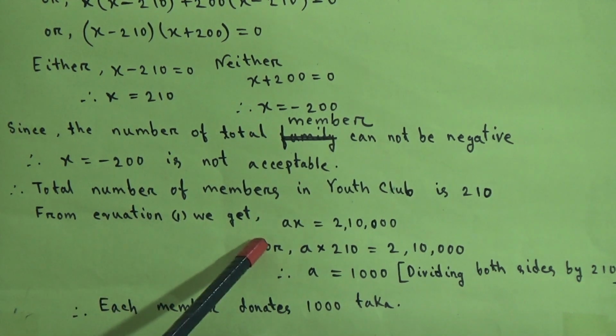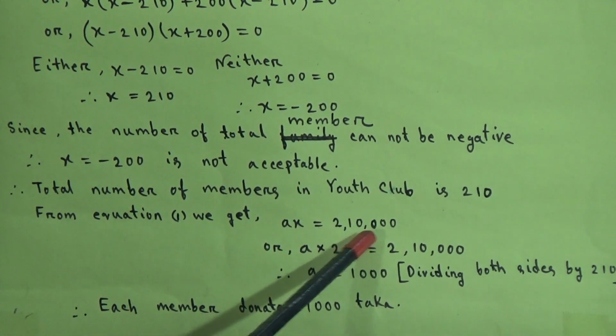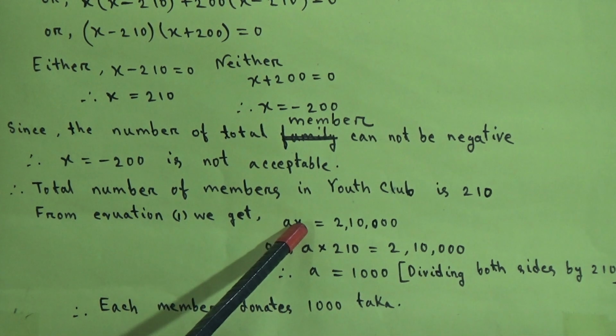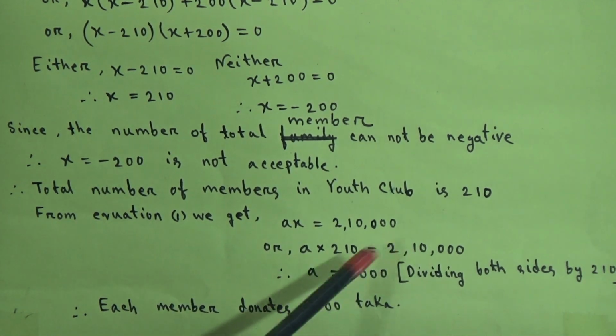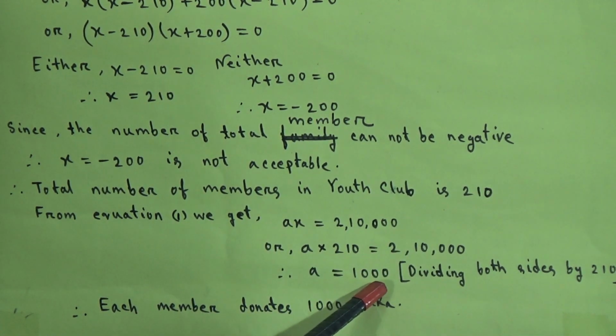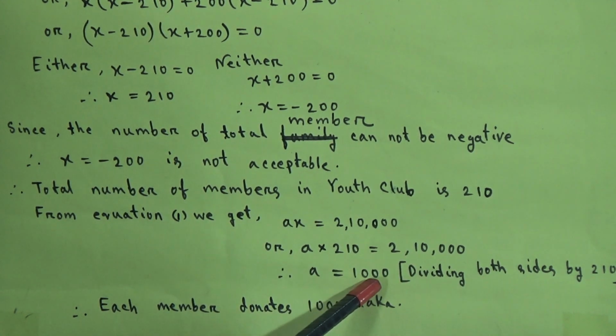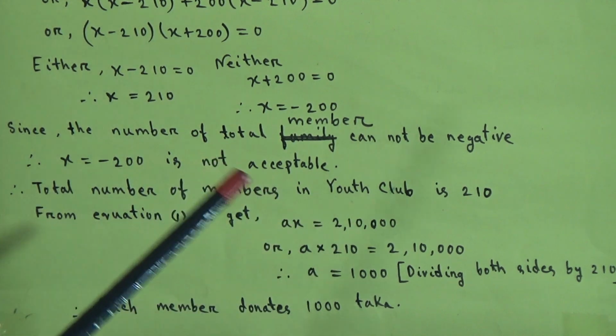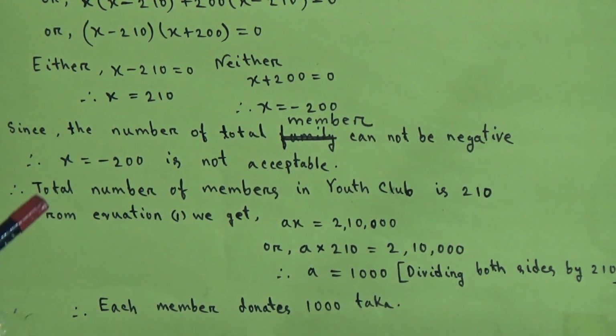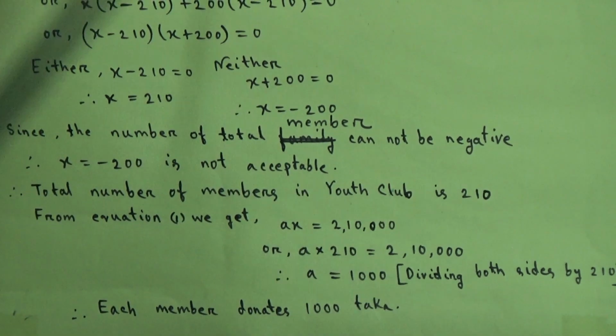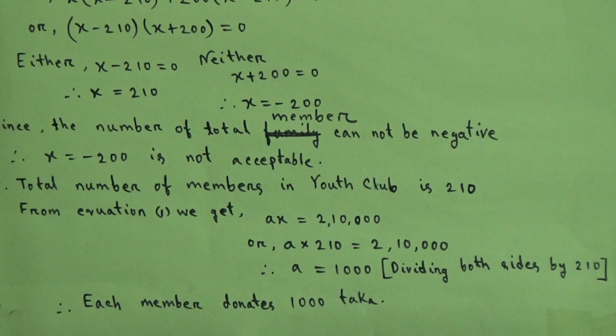From equation 1 we get AX equal to 2,10,000, and putting the value of x as 210, we divide both sides by 210, then we get A equal to 1000. Here A is the contribution of each member, so each member donates 1000 taka. We have got the answer to the question of step 3. Dear students, we have solved step 3. This is the solution of step 3.